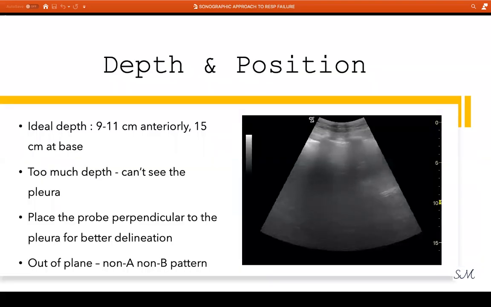And also, whenever we are looking at the base, we have to make some modification in the setting. The ideal depth to assess the base of the lung is 9 to 11 centimeters anteriorly and can be 15 centimeters at the base. If the depth is too much, then we cannot see the pleura. And we need to place the probe perpendicular to the pleura for better delineation. If the probe is out of plane, you may get a pattern which is called non-A, non-B pattern. That is, you are not able to see A lines, nor can you recognize any B lines. So that means the probe is not in the vertical plane with the pleura.